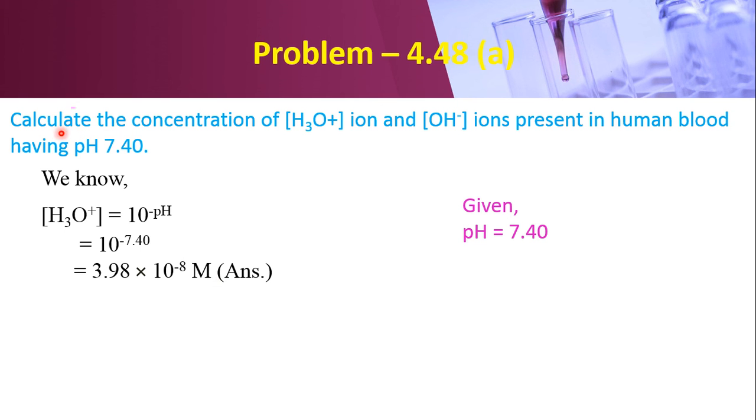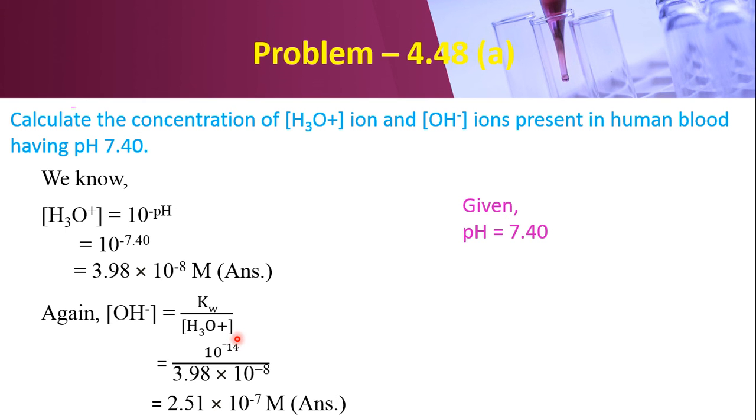Now look, the temperature is not given in the question, but when the temperature is not given, we assume the solution is at room temperature. So we know at room temperature the ionic product of water Kw equals 10 to the power minus 14. So from there we can calculate the concentration of hydroxyl ion equal Kw divided by concentration of hydronium ion, and after putting the value we get the concentration of hydroxyl ion equal 2.51 into 10 to the power minus 7 molar.